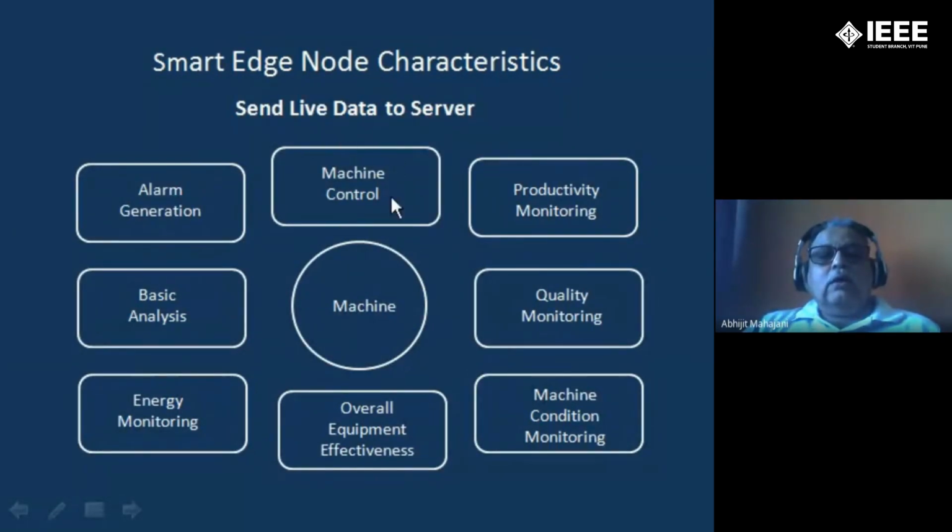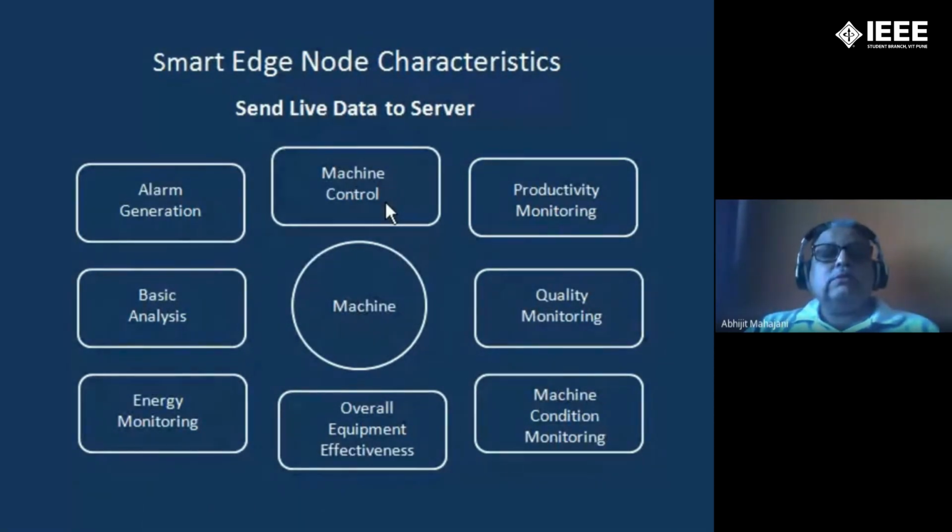And right now you have a PLC or a CNC, and when you put in an edge node, there are two different systems working simultaneously, and then there can be problems during maintenance and those kinds of things. So it's better to have one single unified system with machine control also.